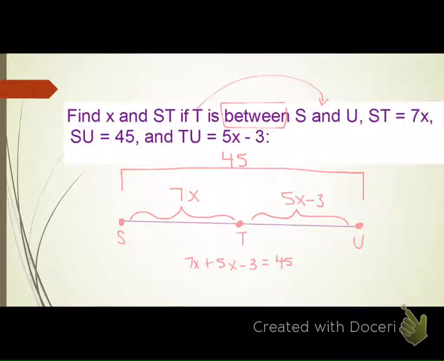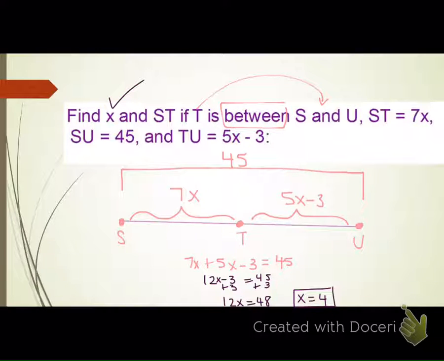Okay, so you just use your algebra. 7x plus 5x is 12x. Add 3. So I get 12x equals 48. So x equals 4. So we found one of the pieces. It says find x. We found x.